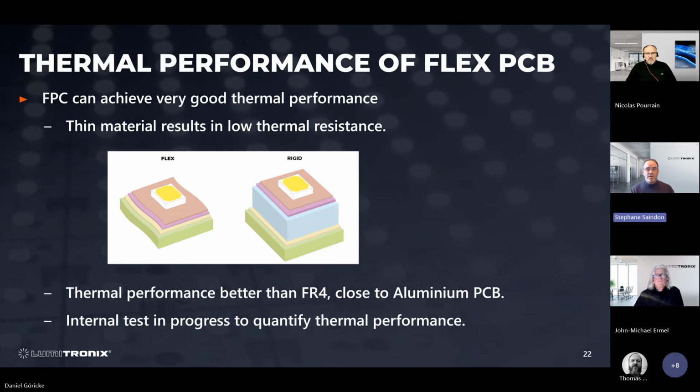Polyimide is also a more capable material in terms of high temperature than FR4. In comparison to metal core, we believe the thermal performance is actually closer to metal core than FR4, but we're in the process of quantifying this with internal tests, and the results should be available by end of the year. So we'll be able to talk about real numbers if you have questions in that regard. But the overall idea is that it's much better than FR4, very likely closer to metal core in terms of thermal dissipation.